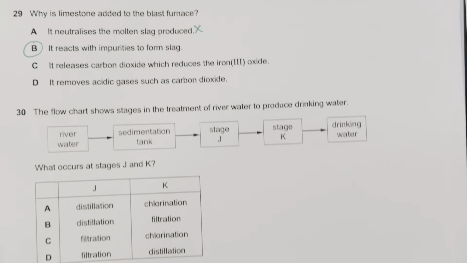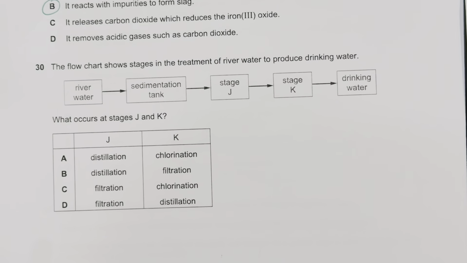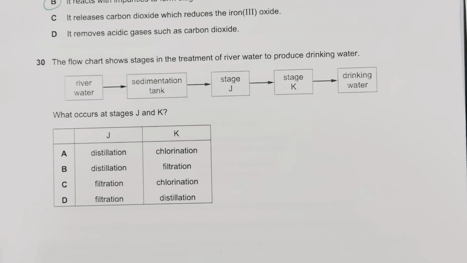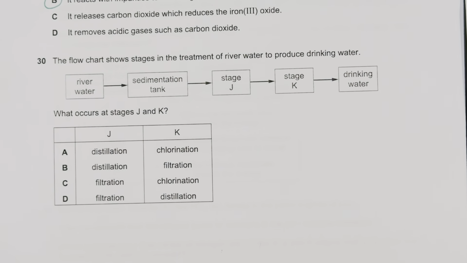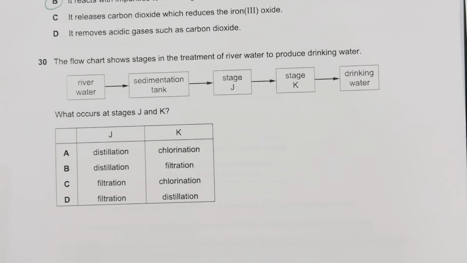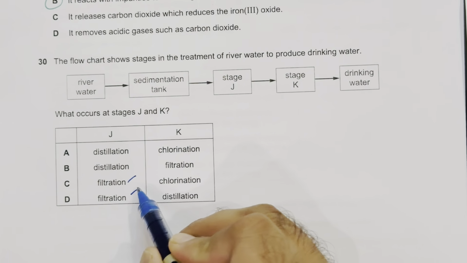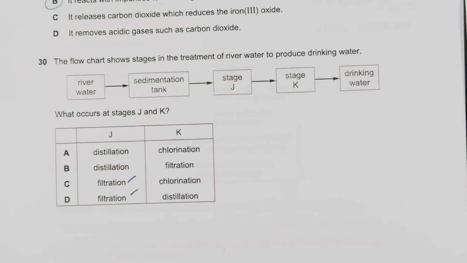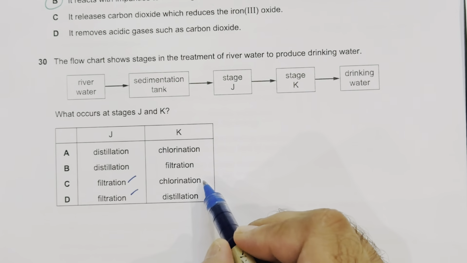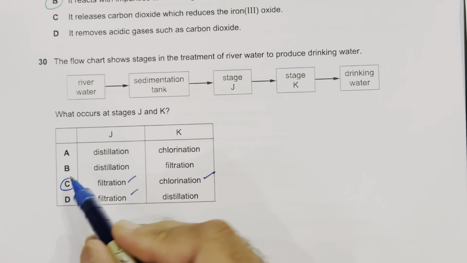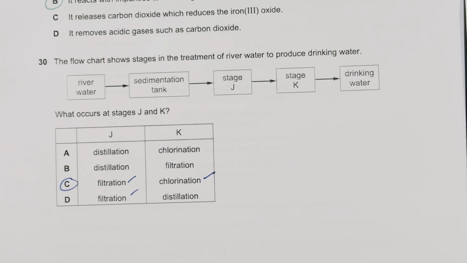The flow chart shows the stages in the treatment of river water to produce drinking water. River water, sedimentation tank, stage J, stage K, drinking water, and stages J and K are given in the table below. So stage J should be filtration. After sedimentation we go through filtration, and before drinking water it should be chlorination, so all the germs would be killed. So option C is the correct option.